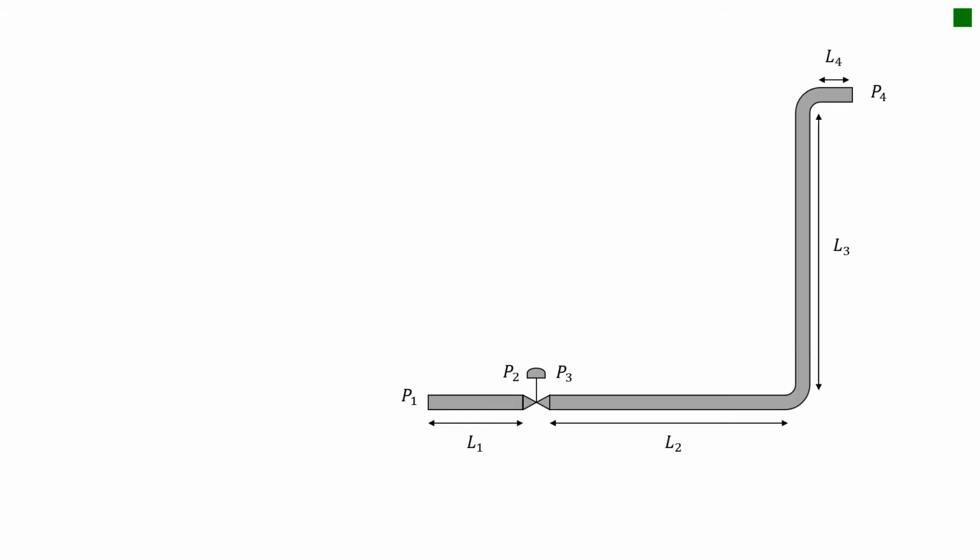To do this, let's just look at a very simple piping system. I have a system where I have an inlet pressure, which I call P1, of a fluid. It enters a small length of piping with a length of L1, and it comes to a control valve, and the pressure before the control valve we'll label as P2, and downstream of the control valve is P3.